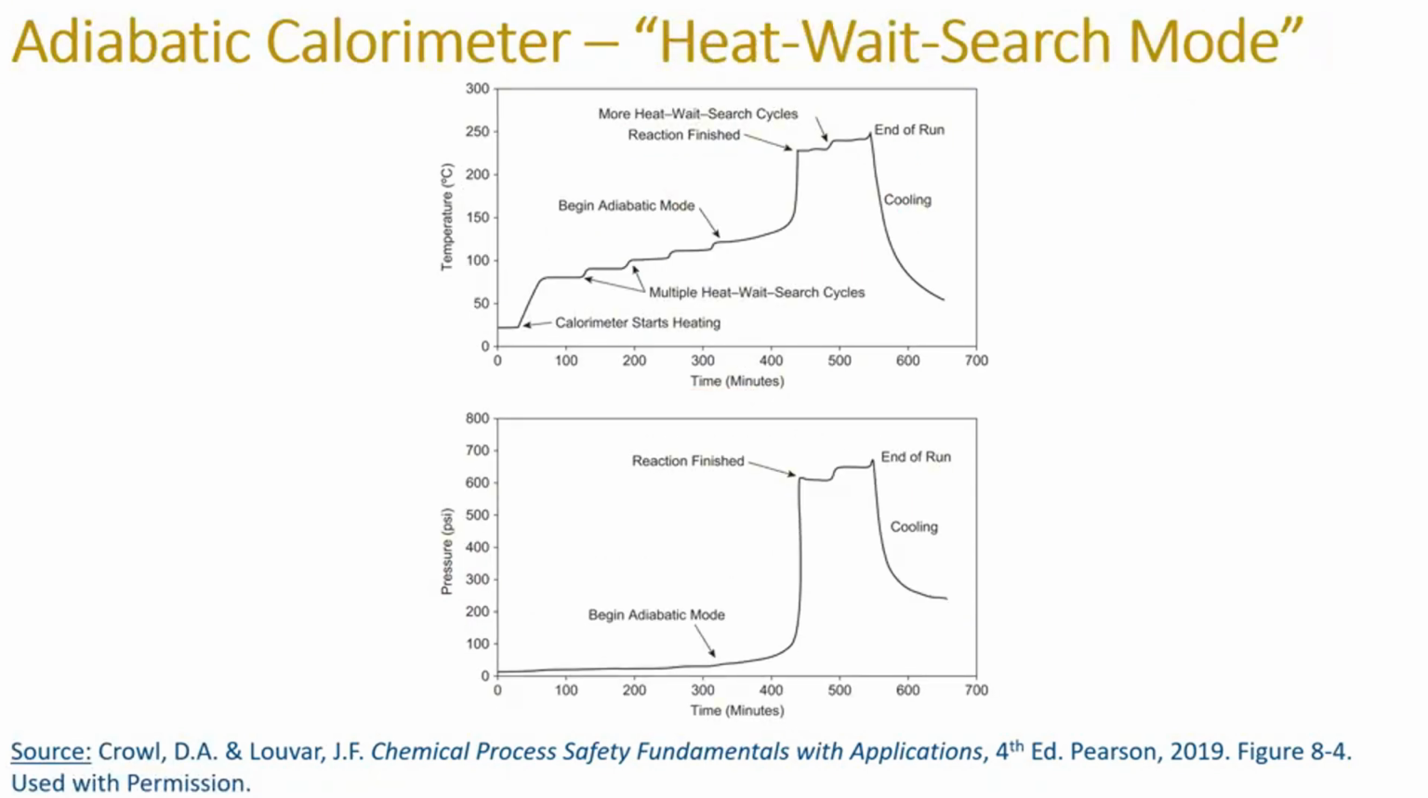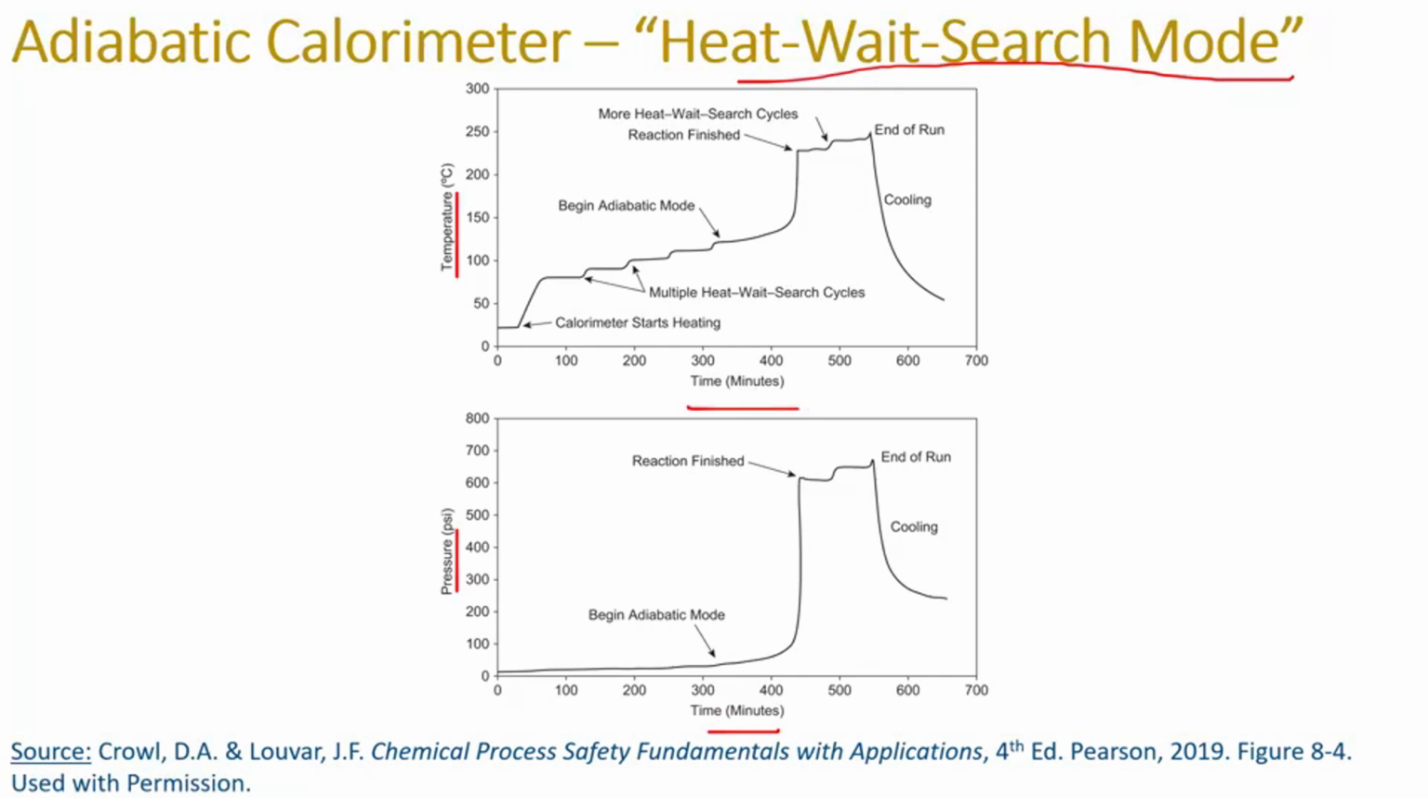The other mode of operation is called heat-wait-search mode. Again, we see some sample temperature versus time and pressure versus time data published in the Crowl and Louvar Chemical Process Safety Fundamentals textbook. This data is for the thermal decomposition of di-tert-butyl peroxide, also in an automatic pressure tracking adiabatic calorimeter.